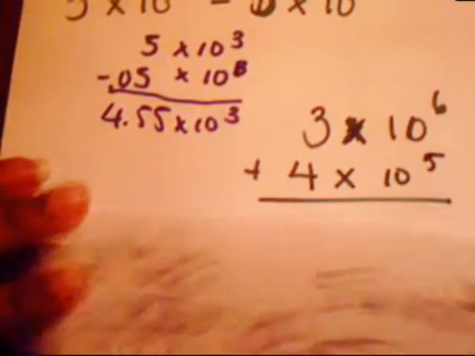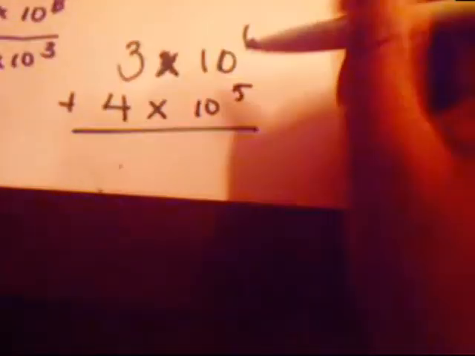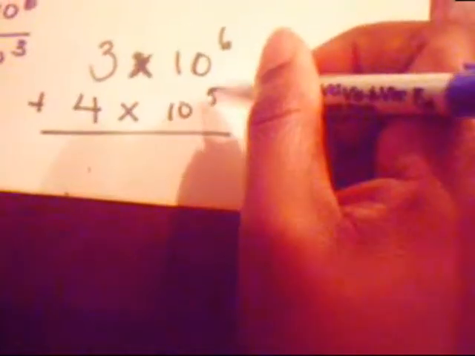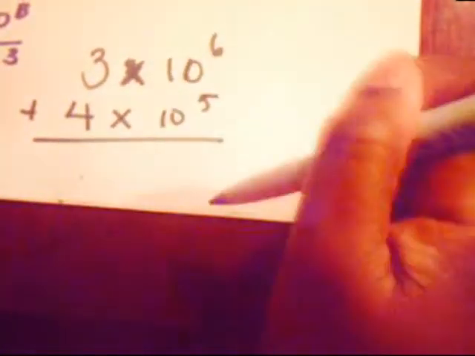Okay, guys, let's look at one more like that where the powers aren't the same. So we need to change it. We're adding 3 times 10 to the 6th plus 4 times 10 to the 5th. These don't match. We need to make them match. I think it's much easier for us to turn 5 into 6 than trying to turn 6 into 5.